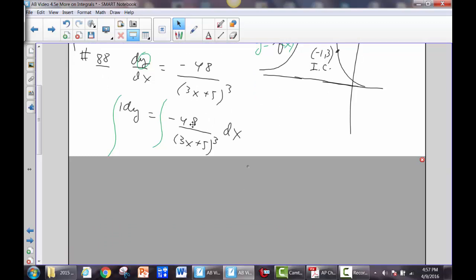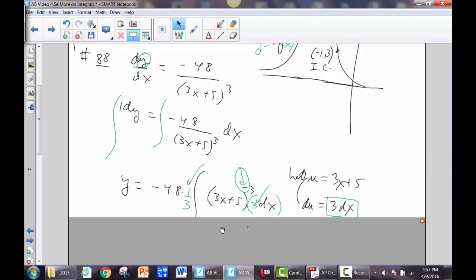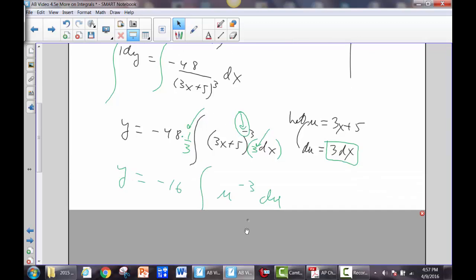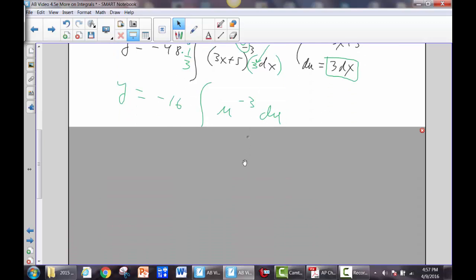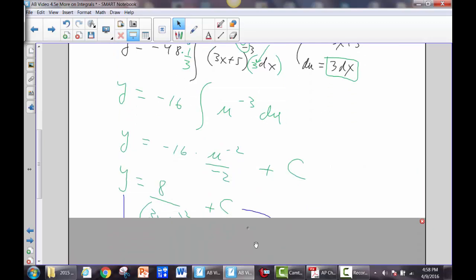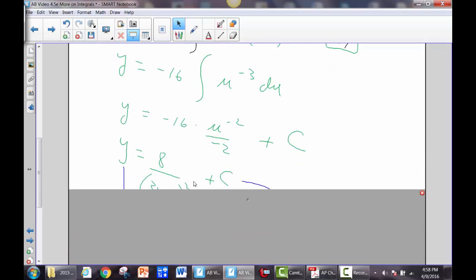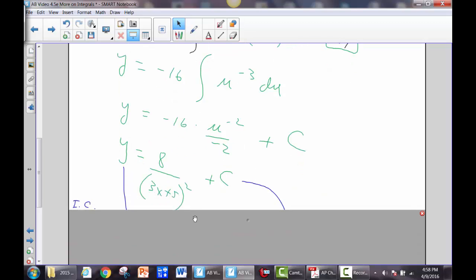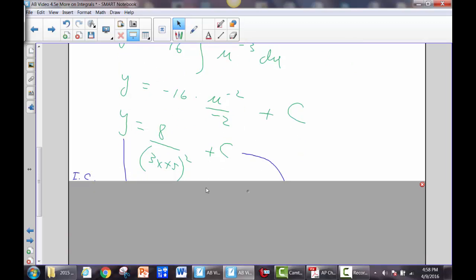Derivative is 3, so I would pull the negative 48 on the outside, introduce the 3, counteract with a third. Of course, bring this up. It'll be now u to the negative 3, which will give you negative 16 integral u to the negative 3 du, and so on. Don't forget this will become u squared on the bottom. Don't forget to replace u by 3x plus 5.